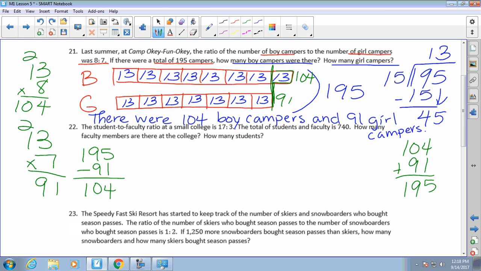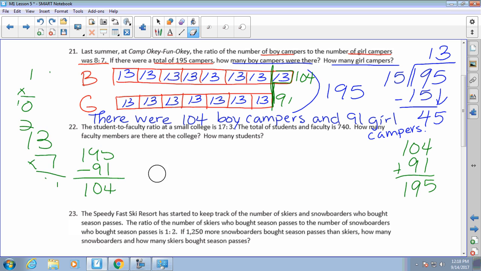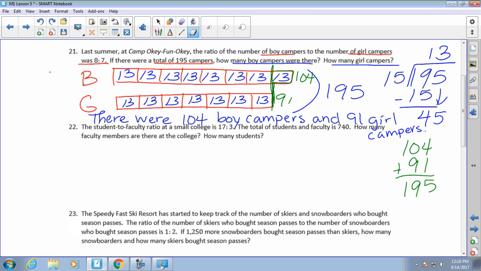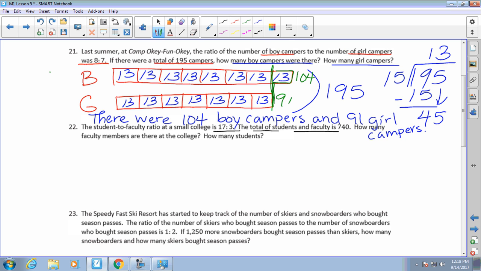All right. The next question I had the kids work on independently. So again, this is just kind of a recap of the earlier lesson because it did not record the way I had hoped. So I'll just walk you through that one in case you're watching this for review or you missed class. It says the student to faculty ratio at a small college is 17:3. The total of students and faculty is 740. You have to figure out how many faculty members and how many students.